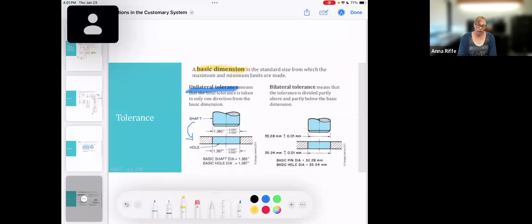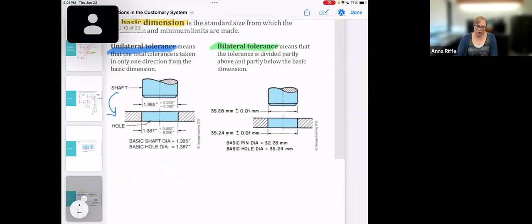Bilateral tolerance, on the other hand, means that the tolerance is divided partly above and partly below the dimension, and each piece can be a little bit smaller and a little bit bigger than the desired size. And that's pretty much what we're going to focus on, bilateral tolerance. I know unilateral has its place, but the bilateral is where we're going to land. For this example, let's zoom in a little bit.